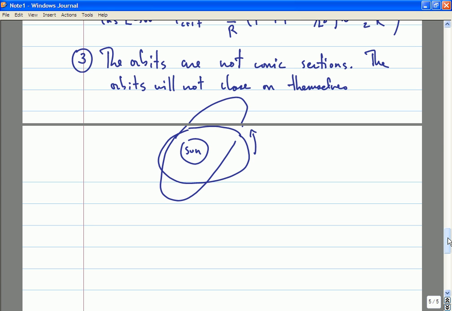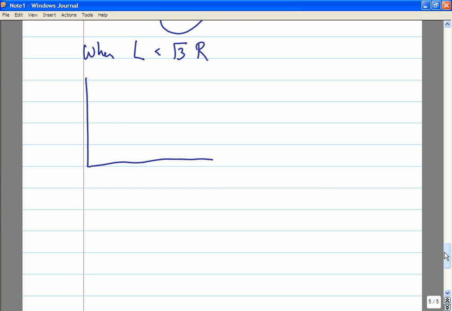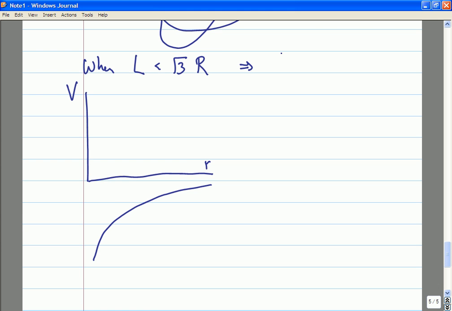Before we do so, however, I just want to notice and emphasize that when L is less than root 3 times R, what does the potential look like? Well, remember that the potential was two negative terms. There was a minus 1 over R and a minus 1 over R cubed term, and then a plus 1 over R squared term that came from the L squared over R squared term. So if L is sufficiently small, the potential is strictly monotonic as a function of R, and so there are no stable orbits.